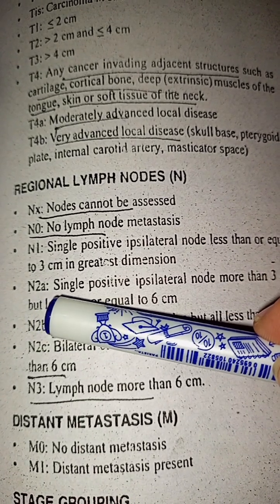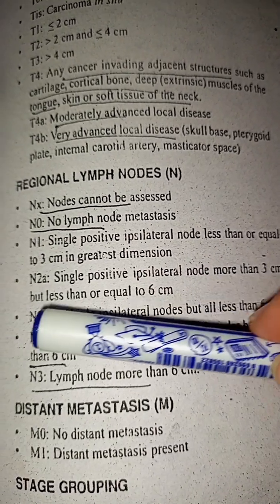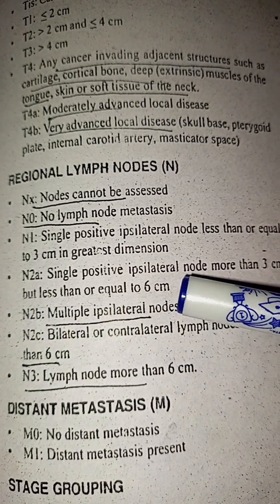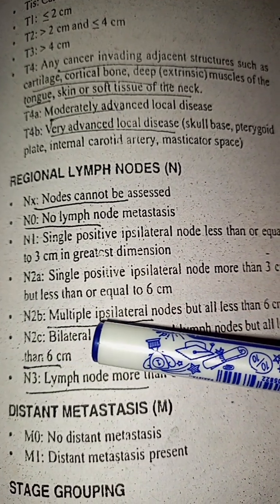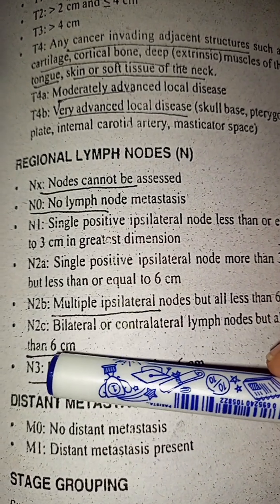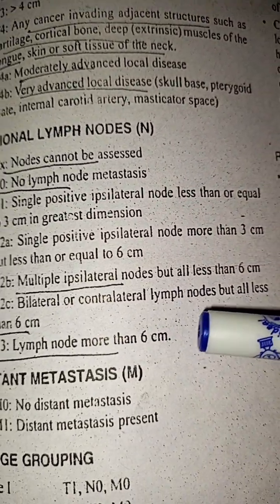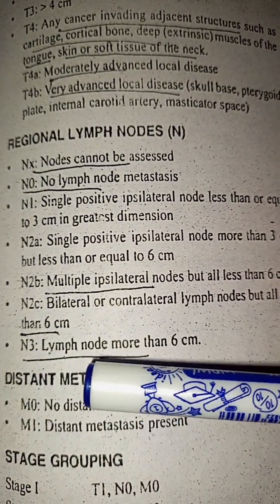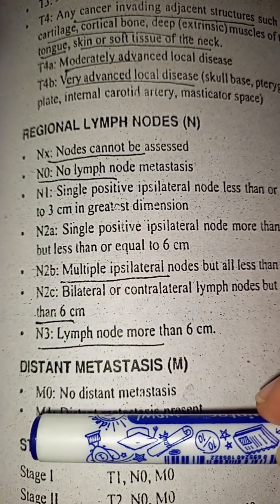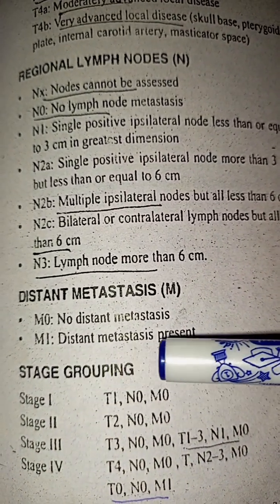N2A is a single positive ipsilateral lymph node more than 3 but less than or equal to 6 centimeter. N2B is multiple ipsilateral nodes but less than or equal to 6 centimeter. N2C is bilateral or contralateral lymph nodes but less than or equal to 6 centimeter. N3 is a lymph node more than 6 centimeter. For distant metastasis, M0 is no distant metastasis, and M1 is distant metastasis present.